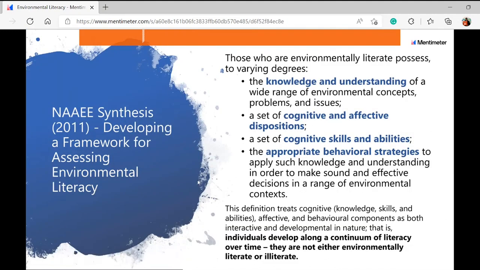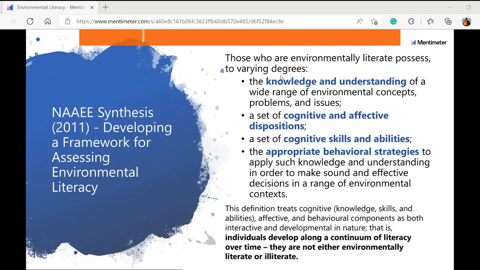And the North American Association for Environmental Education in 2011 worked on the research since 1977 and even before that to develop a framework for assessing environmental literacy. They define an environmentally literate person, or a student in our case, as one who possesses, to varying degrees, and that's important, because there is no absolute knowledge. We all know something or other of all the aspects. And so it is a continuum.